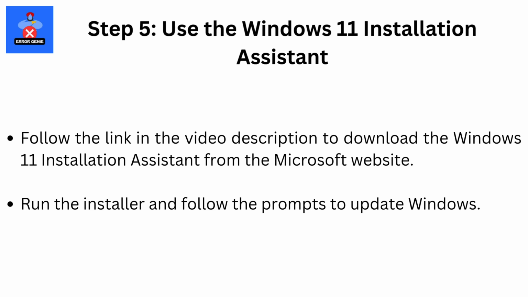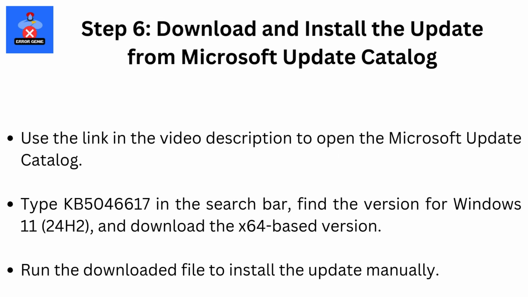Step 6. Download and install the update from Microsoft Update Catalog. Use the link in the video description to open the Microsoft Update Catalog. Type KB5046617 in the search bar. Find the version for Windows 11, 24H2, and download the x64-based version. Run the downloaded file to install the update manually.